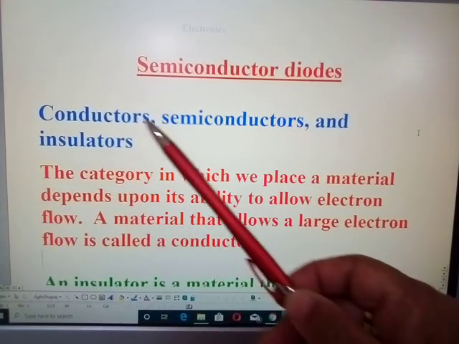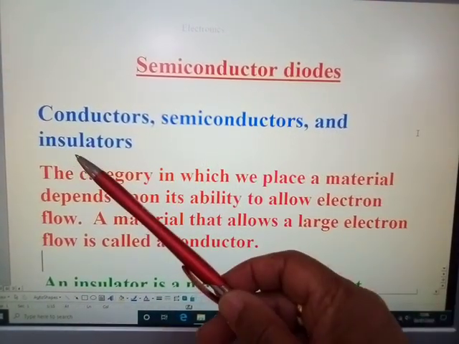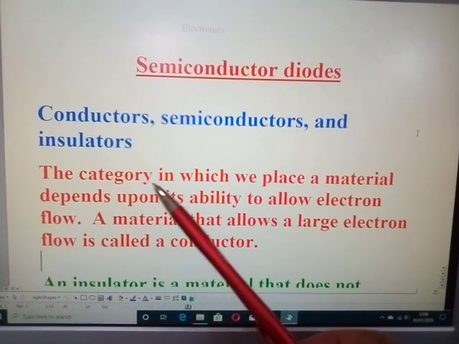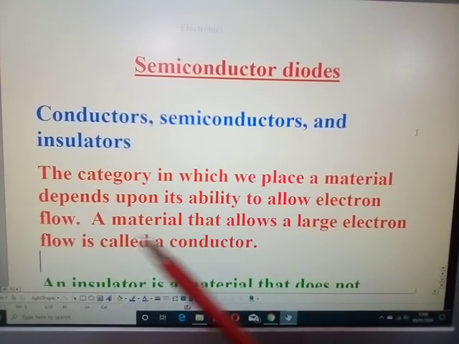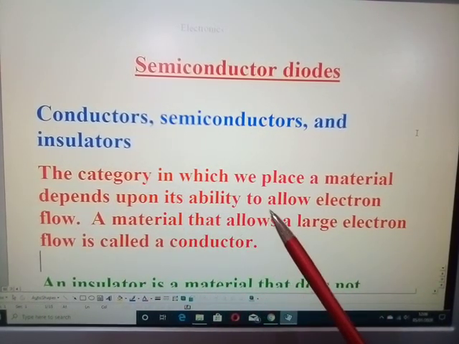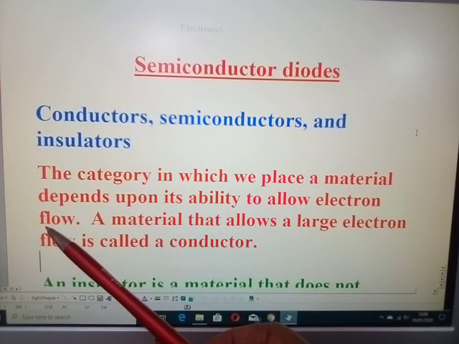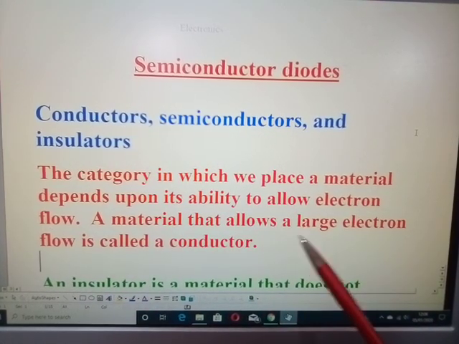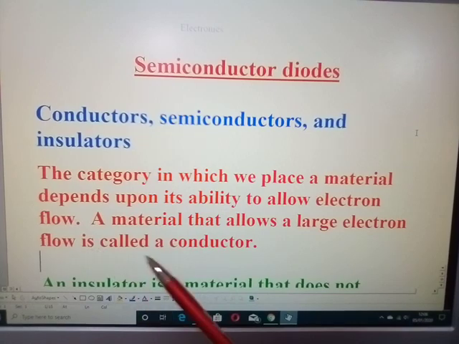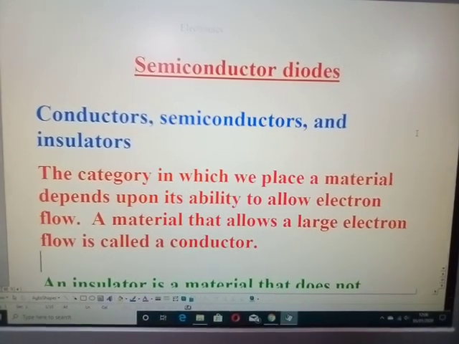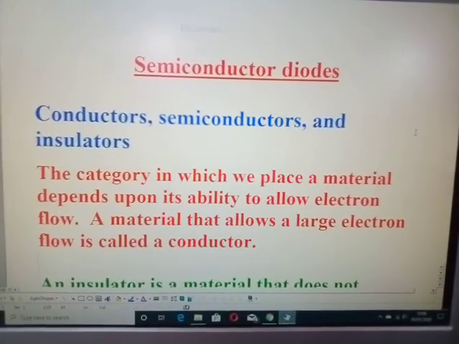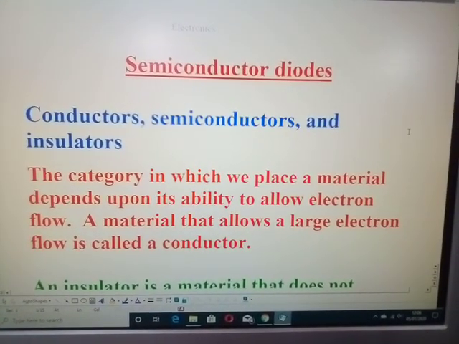Okay, conductors, semiconductors and insulators. The category in which we place a material depends upon its ability to allow electron flow. A material that allows a large electron flow is called a conductor. So obviously most of you would be familiar with a conductor, copper being one of the best conductors. Okay.